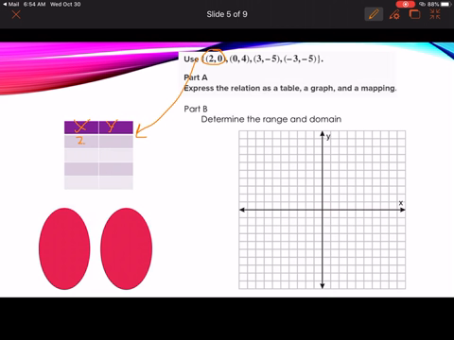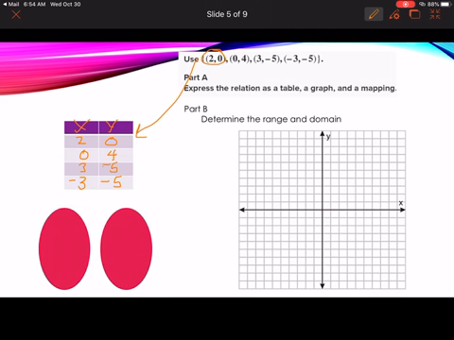So the first one is 2, 0. The second one is 0, 4. Third one's 3, -5. And the fourth one's -3, -5. So that's your table. Then we graph these.